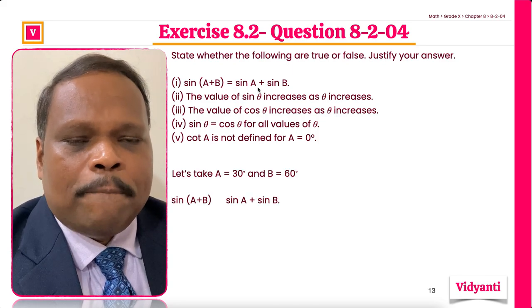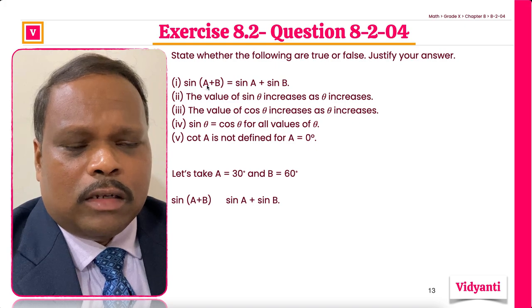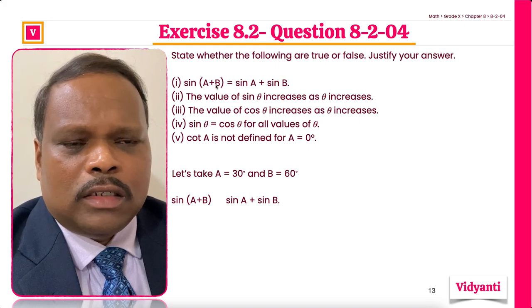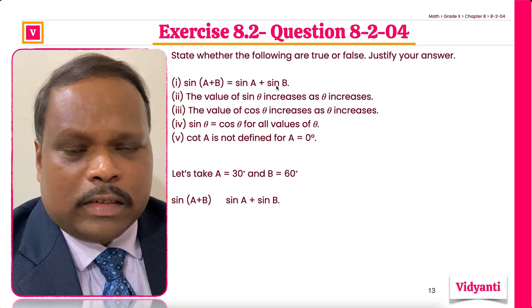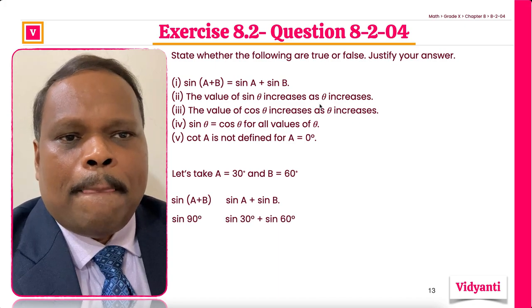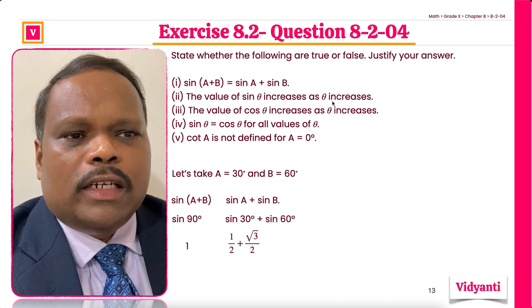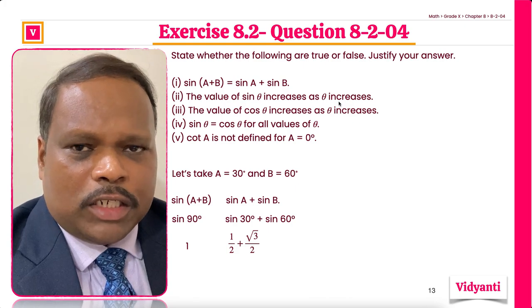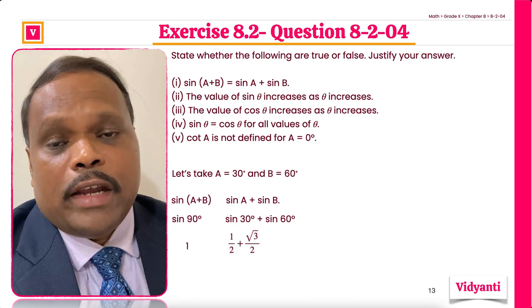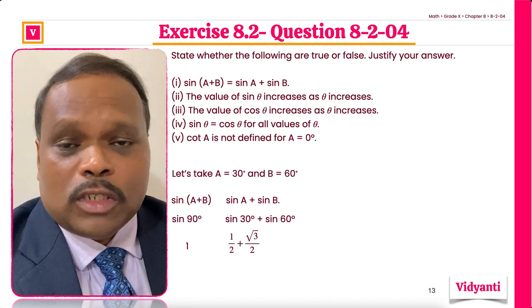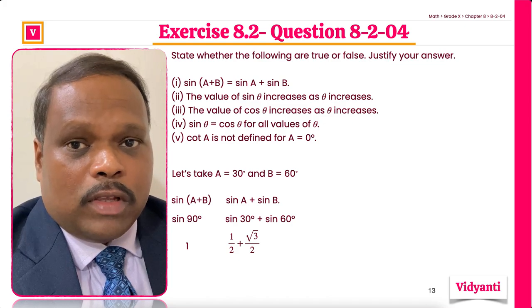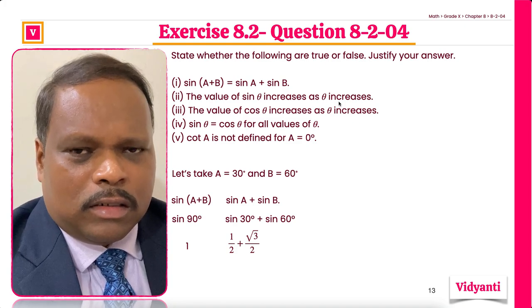Always false. And if you want to be 100% sure, check that. Put 30 and 60, so this becomes sine 90. Sine 90 is 1, which is not equal to sine 30 and sine 60 added together. The value of sine theta increases as theta increases. You can check that sine 0 is 0, and eventually sine 90 becomes 1. It increases as theta increases. This is true for first quadrant angles, when theta is between 0 degrees and 90 degrees. Eventually it decreases, but that's not in your syllabus.